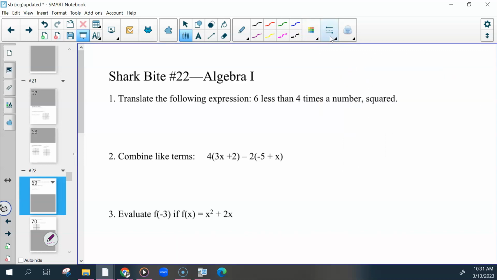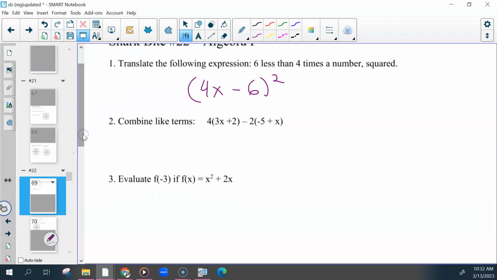So for number 1, when you're translating "6 less than," that's going to go at the back. 4 times a number, pick whatever variable you want. Because it says squared at the end, everything is going to be squared. So if it said 6 less than 4 times a number squared without the comma, then just the x would be squared. But because it said it at the end, everything would be squared. Questions on that one?